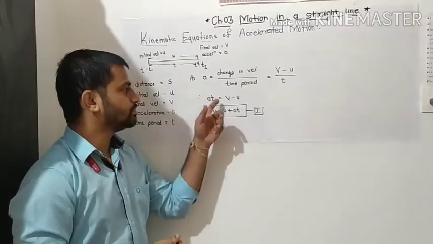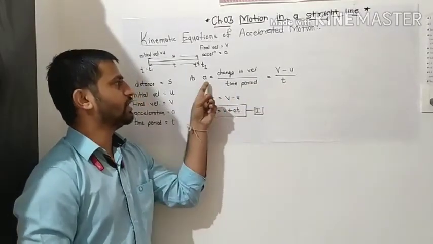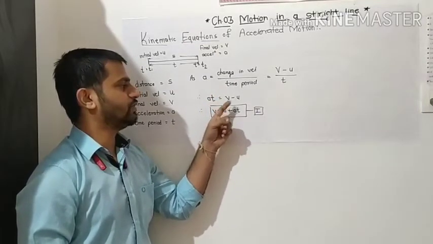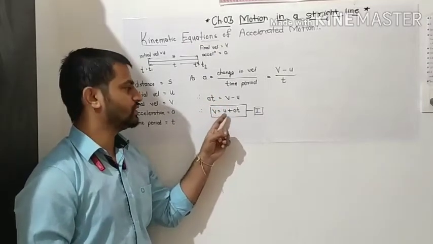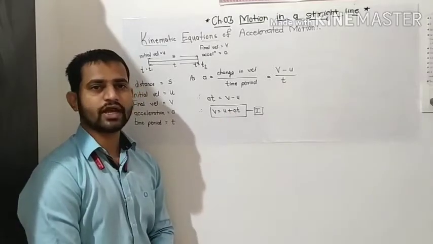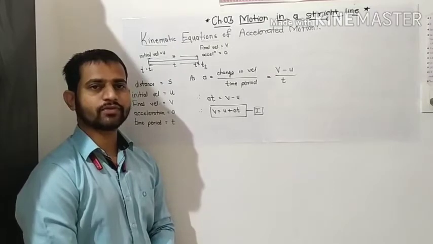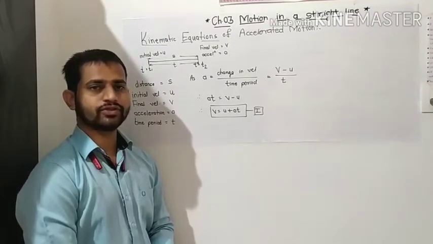So in our equation, this t will get multiplied to this side, so our equation will be a into t is equal to v minus u. Now v is equal to u plus at. This is the first kinematic equation of the accelerated motion.